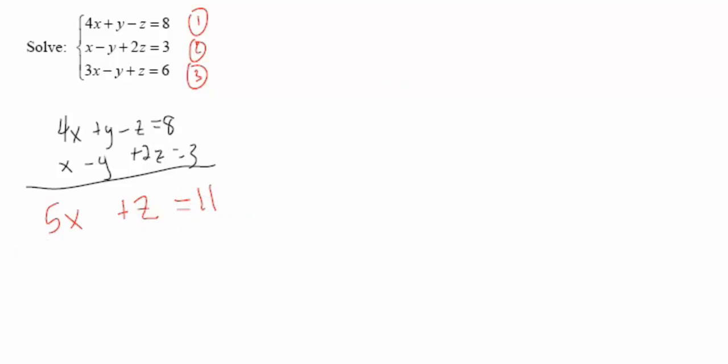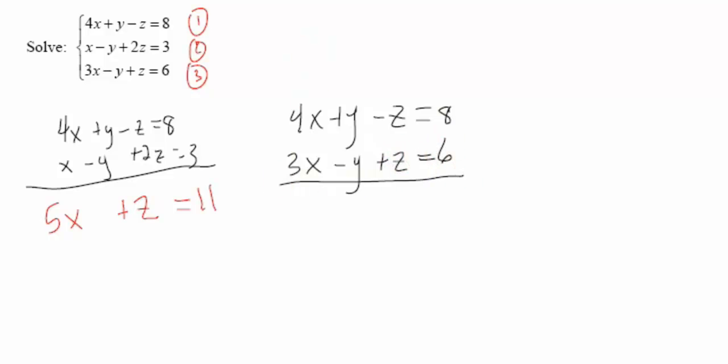Now let's get another equation with no y. They're opposites, so let's just eliminate y. Let's use 1 and 3 now. So I used 1 and 2, but I've got to incorporate 3, and they're easy because they're opposites. So I rewrite 1, 4x plus y minus z equals 8. And then 3, 3x minus y plus z equals 6. Go ahead and add those down. I get 7x, 0. Oh, look, even the z's go away. That's kind of nice. And then 8 and 6, 14.